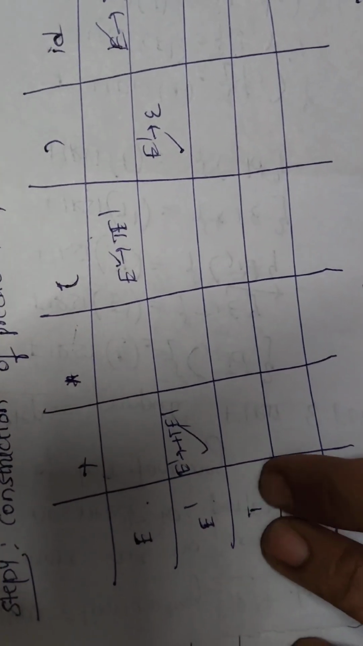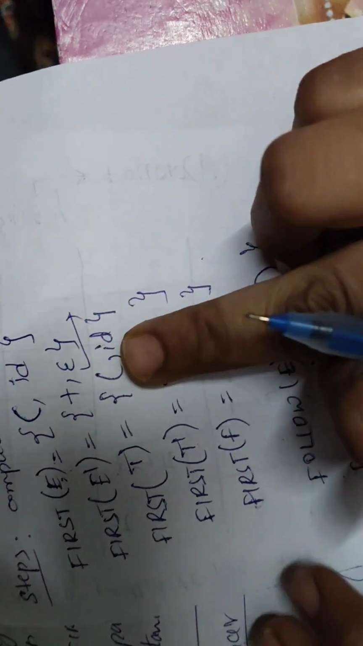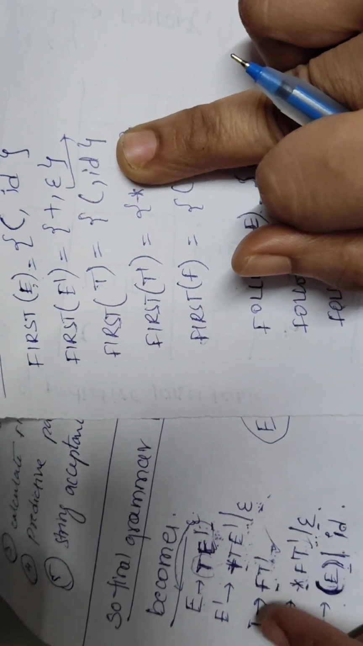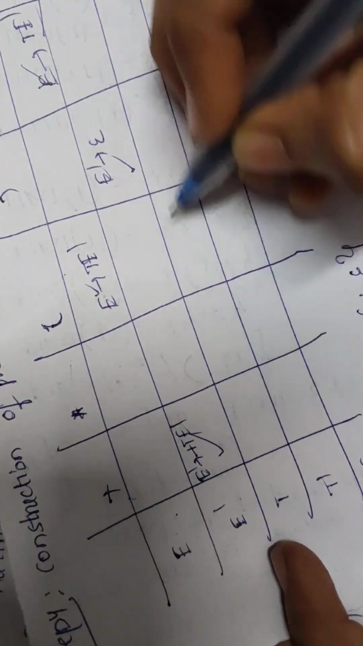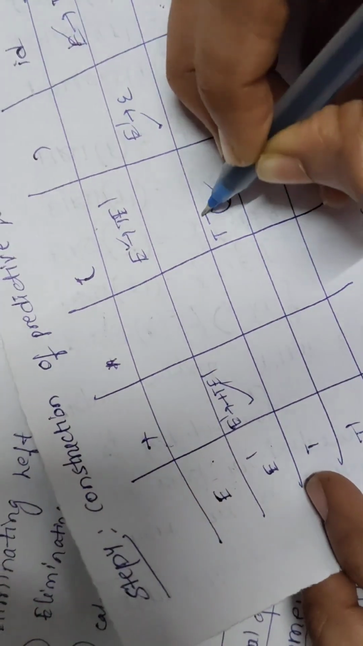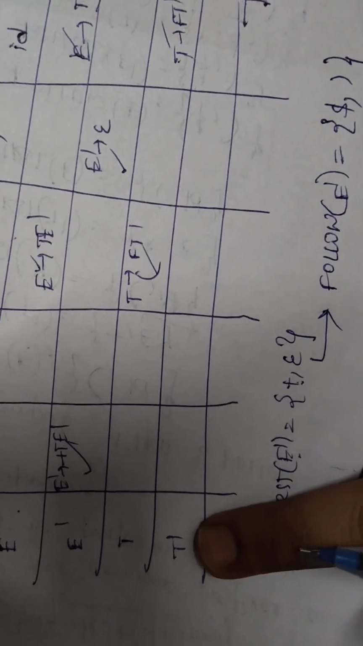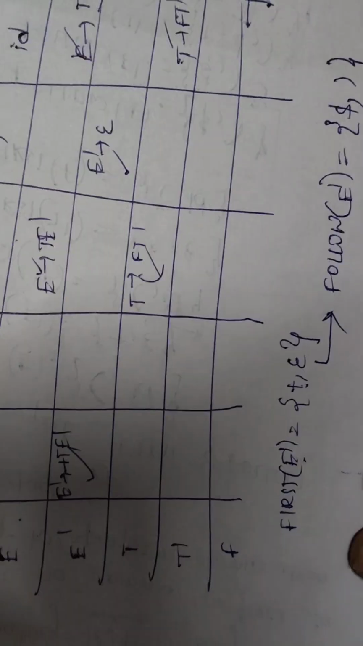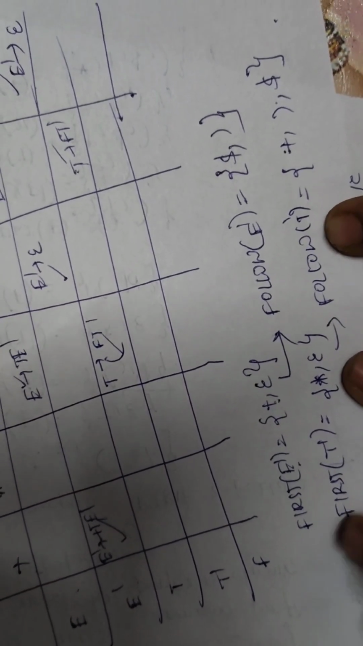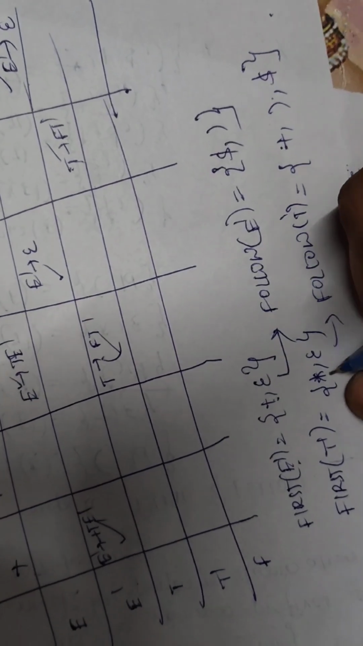So in place of plus, you need to write the E dash production. In E dash production, plus is there, right? This production you need to write in the place of plus. So what is the production? E dash produces plus TE dash. In place of dollar and close parenthesis, you need to write the other production. What is the other production we have? E dash produces epsilon. So you need to write E dash produces epsilon.